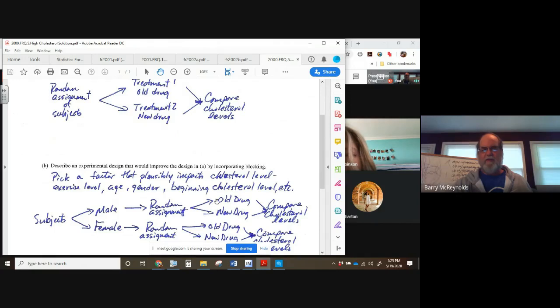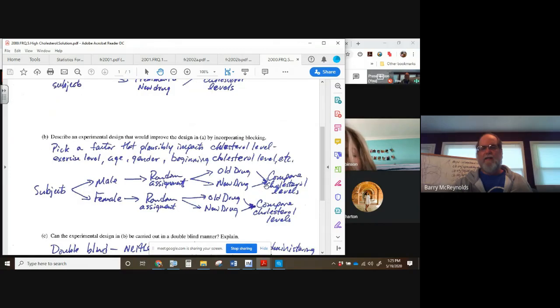So if you just had two treatments, you would have two treatments here, and then at the end, you're going to compare the cholesterol levels among males and the cholesterol levels among females. What you cannot do at this point is combine all of them back together and compare cholesterol levels among the whole group, because for some reason you thought males would respond differently to females. So you don't want to muddy that back up by putting these results back together.